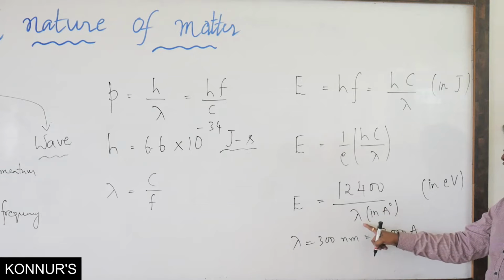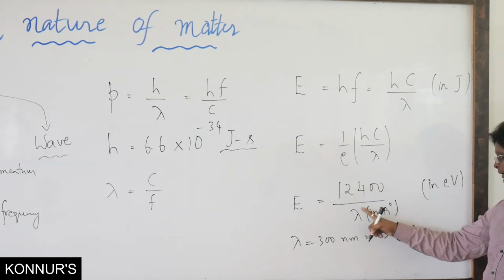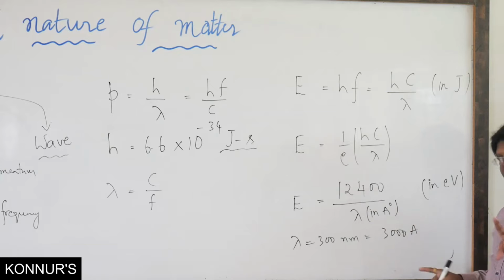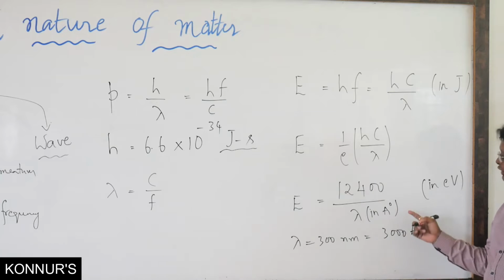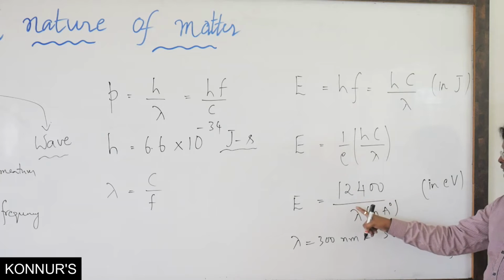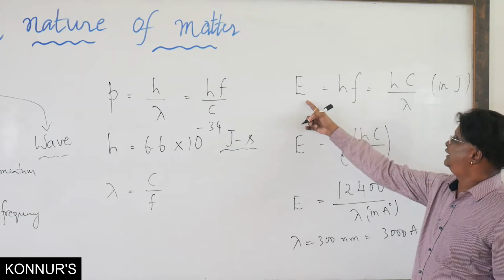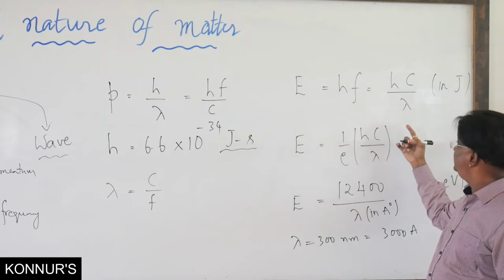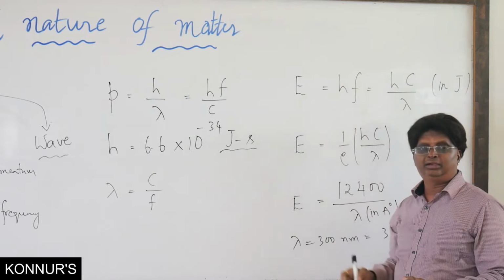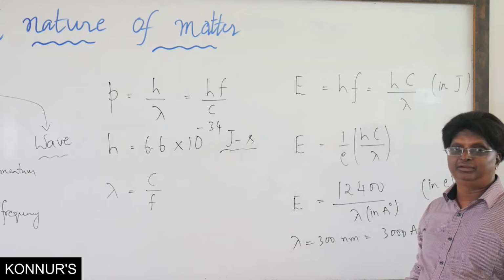Therefore, now here substitution is 12,400 by 3000. No submultiple, again 10 power minus 10 is to be used. Already we have taken that. So, whenever you are using this expression, remember lambda is to be used in angstrom without that 10 raised to minus 10. So, this is in joules and this is in electron volts. And what will be your CET NEET examples? For a given energy, finding lambda, or finding lambda for a given energy or frequency terms, energy terms.